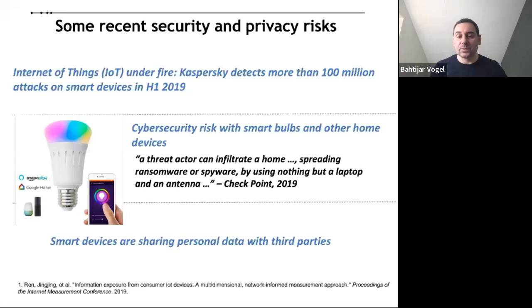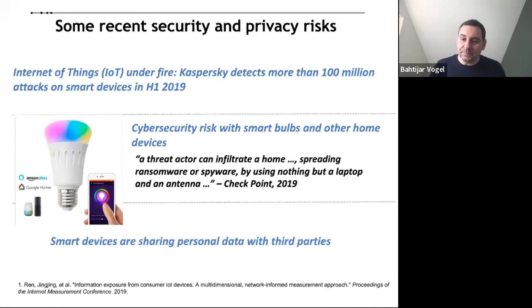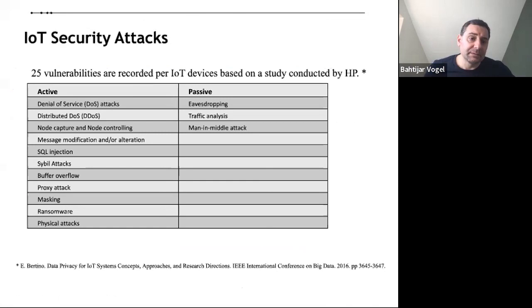So this was a product made by Philips Hue, which is quite a big company, but still they didn't think about security from day one. So there were a lot of challenges to address this security attack. And there are, of course, many, many security attacks. A study from HP revealed that there are around 25 vulnerabilities, active and passive, when it comes to these kinds of attacks. I will not go into the details, but just wanted to tell you that there are a lot of challenges when it comes to IoT security attacks in our world.